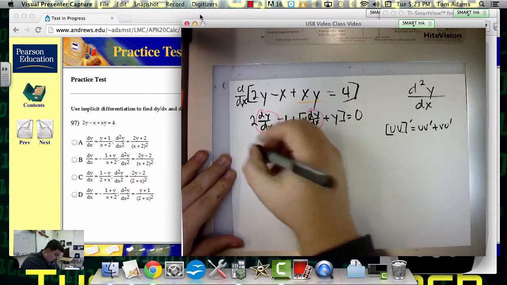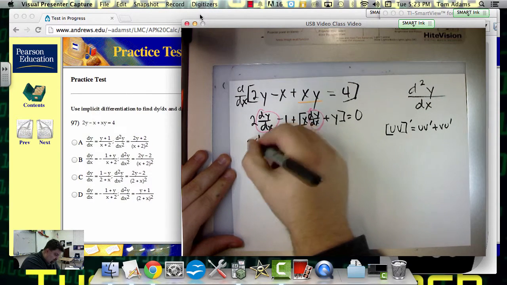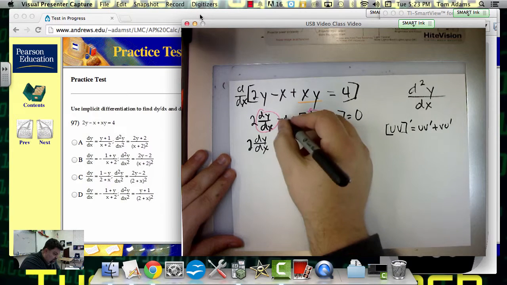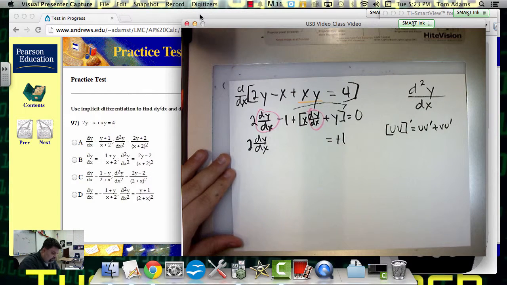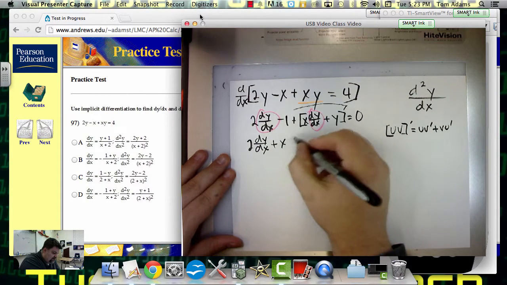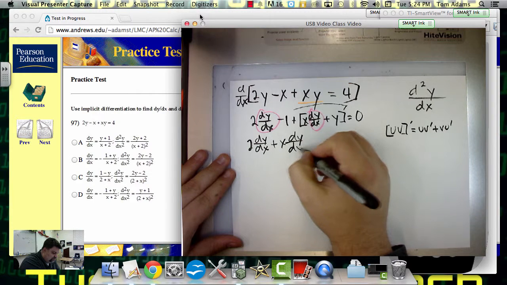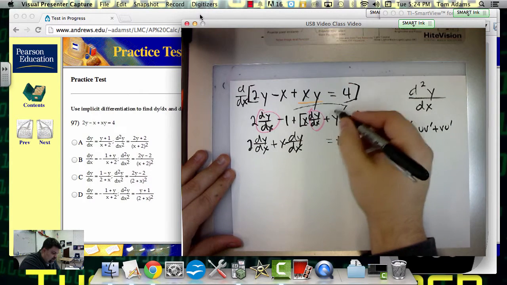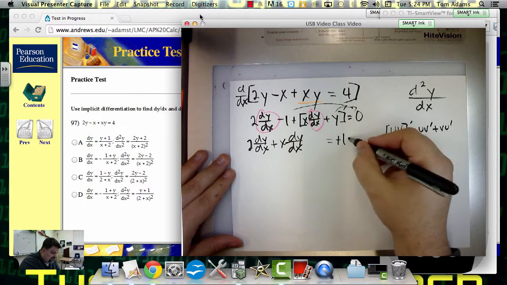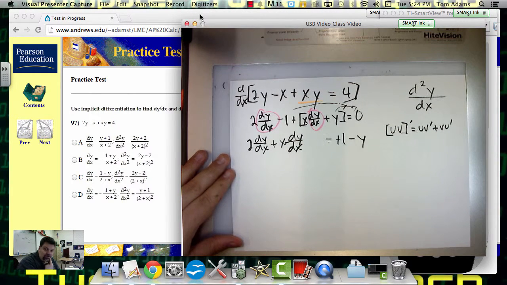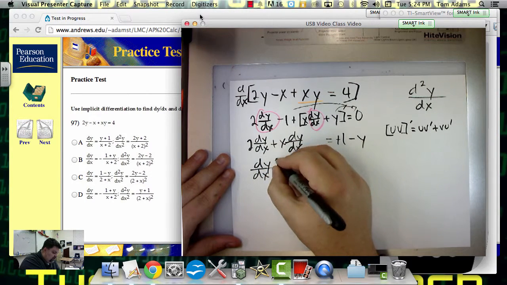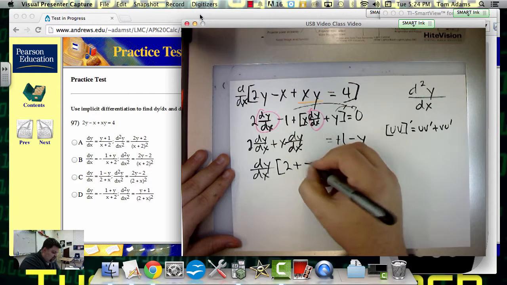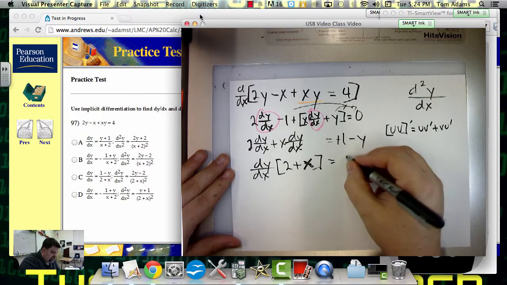And so what I'm going to do is I'm going to say 2 dy dx. I'm going to move this 1 over to the other side, so then it becomes a plus 1. And then I've got plus x dy dx. And then I have this y. I'm going to move that y over to the other side by subtracting it. So I've got 1 minus y. Okay. I'm going to factor out my dy dx's. And that gets multiplied by 2 plus x. That's an x. And that's equal to 1 minus y.